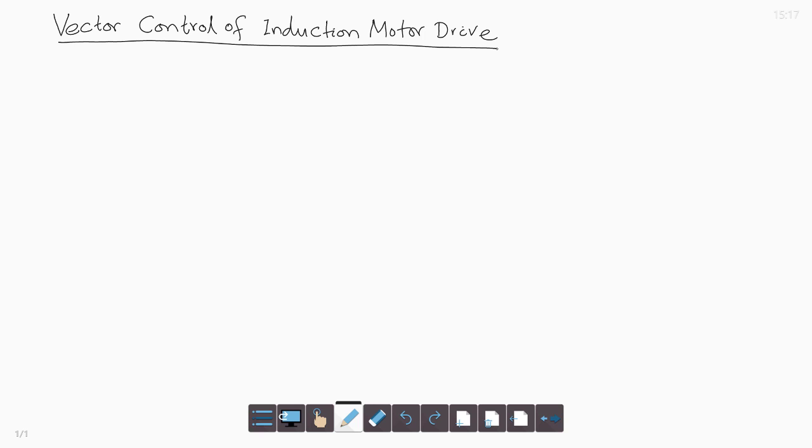Welcome. Today we will discuss vector control of AC machines. That is, induction motor vector control we will discuss. So, why is the name vector control? The other one is scalar control.